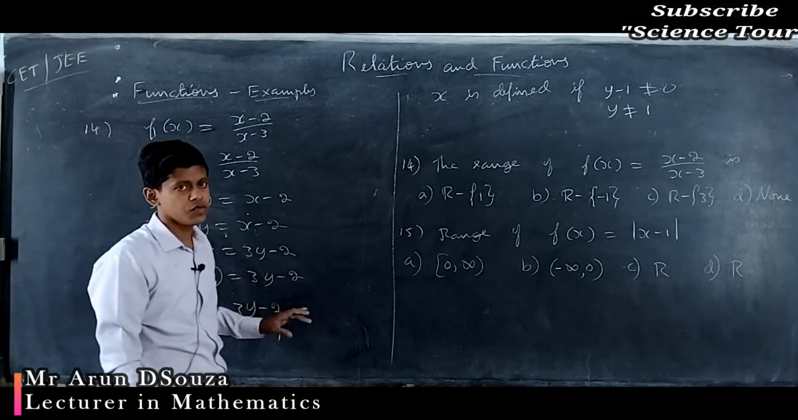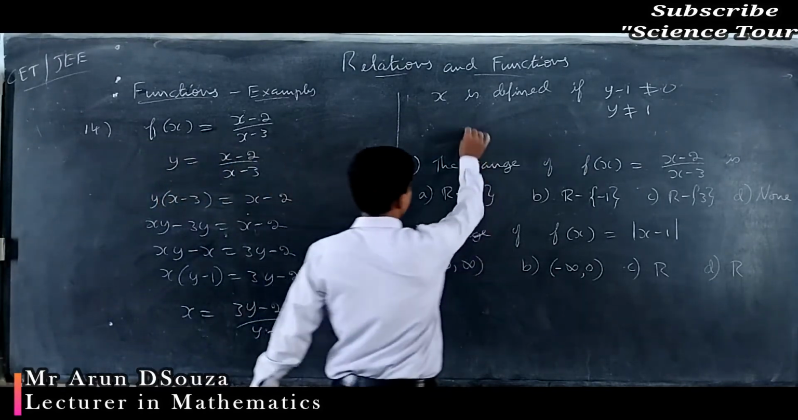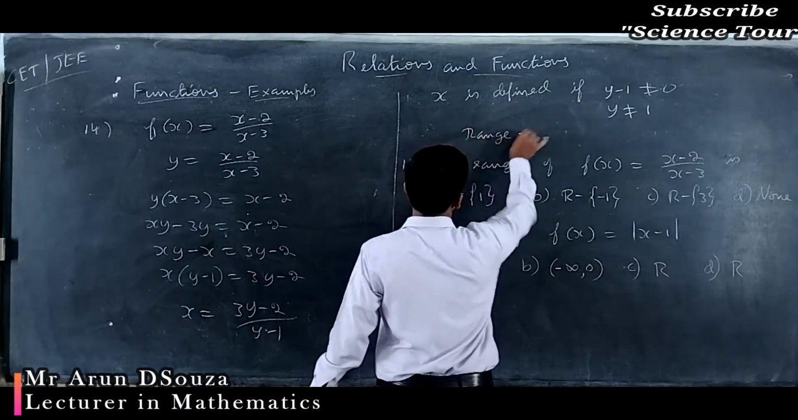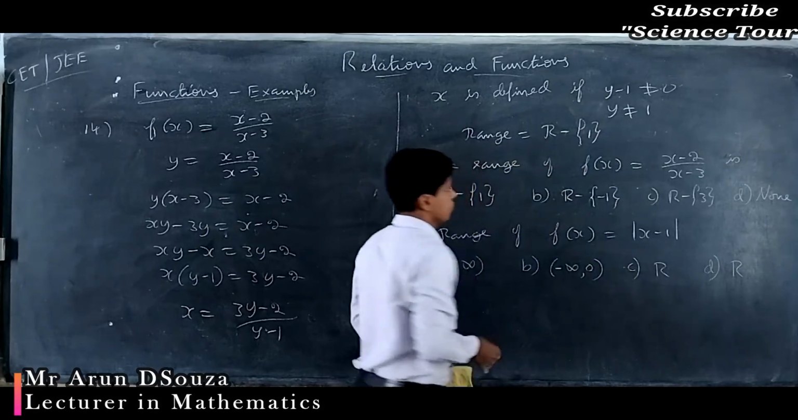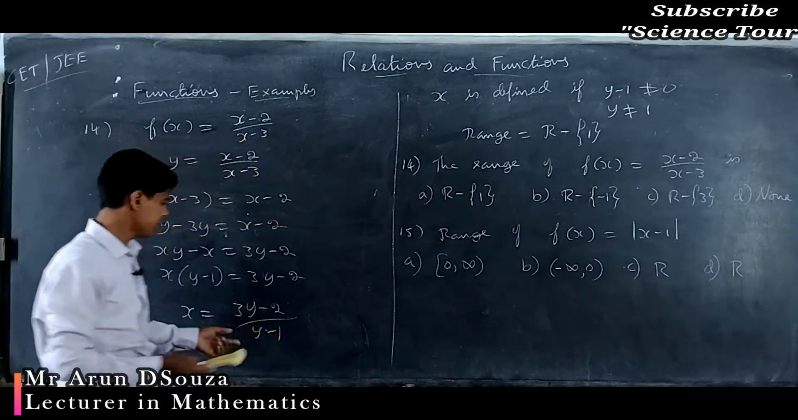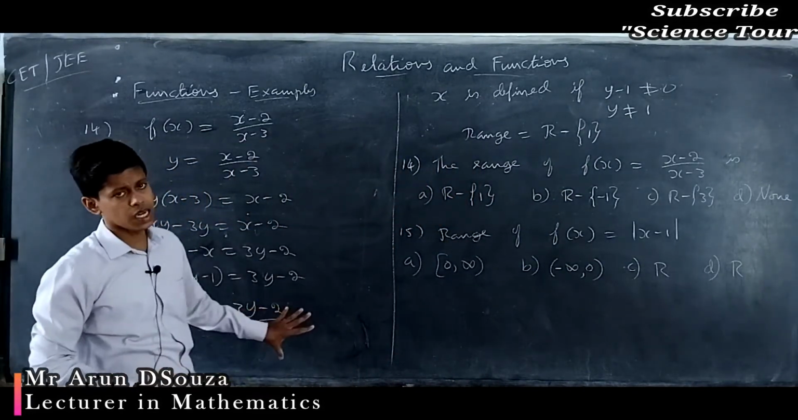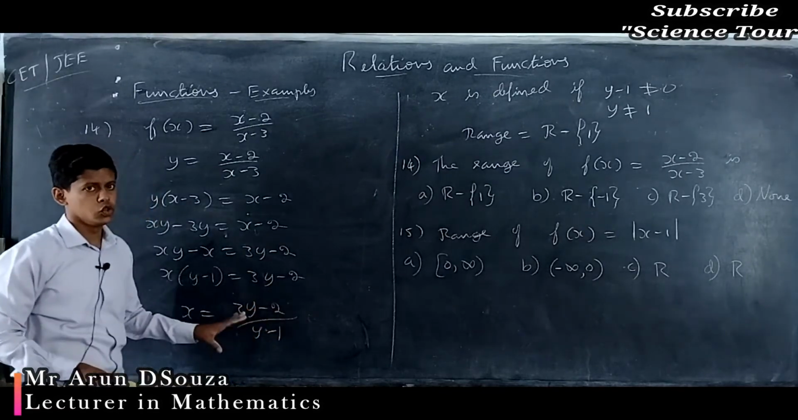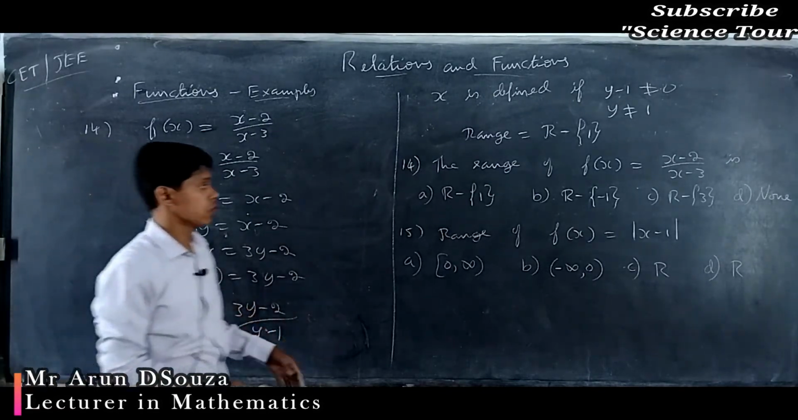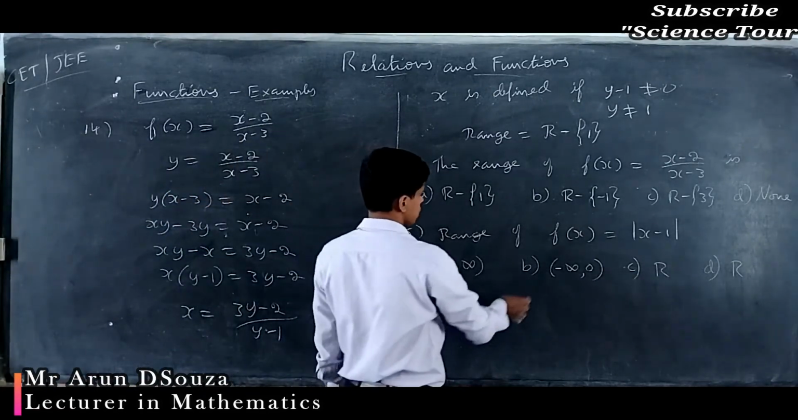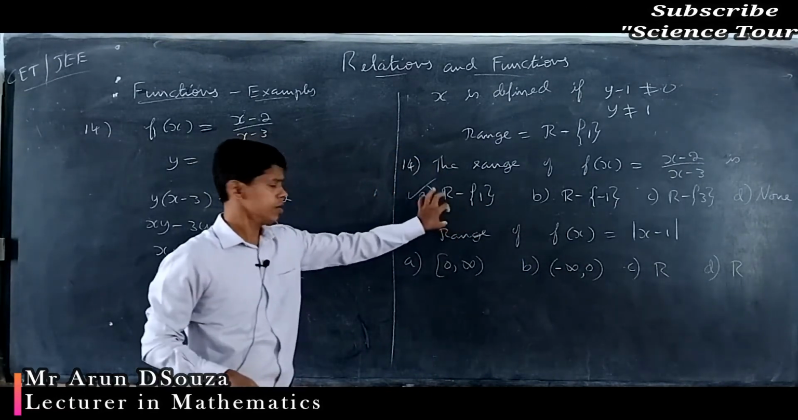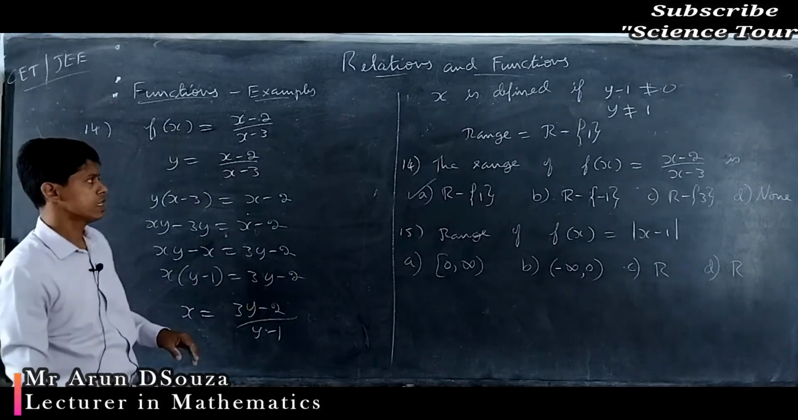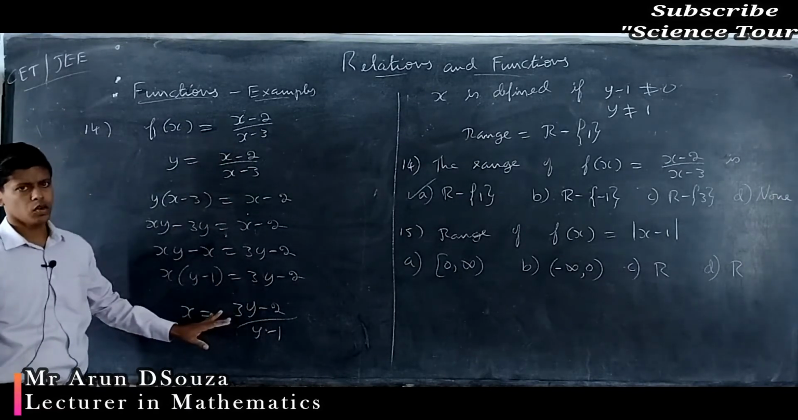Okay, so this quantity is defined only for the values of all real numbers except 1. So what you have to avoid is 1, and all the other real numbers you will get here. So R minus the set containing 1 is the required range. So this is the typical method of finding the range.